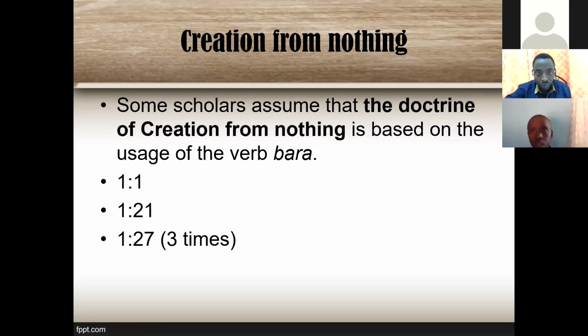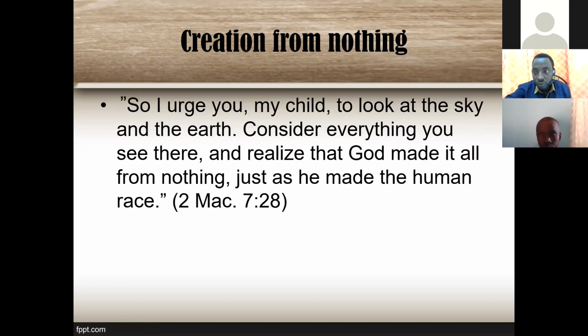Another argument that is used, Prof, before you move on. Yes, please. I was going to say that even the statement itself says God made it all from nothing, just as he made the human race. So the human race, we know, God formed him out of the dust of the ground. Yes. And then he breathed into his nostrils. So making him from nothing in the context cannot mean that it was out of nowhere. There was material that was used. Yes, this also could be an argument that you can use.